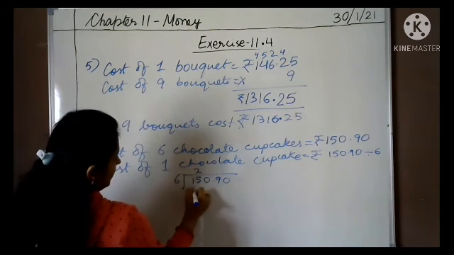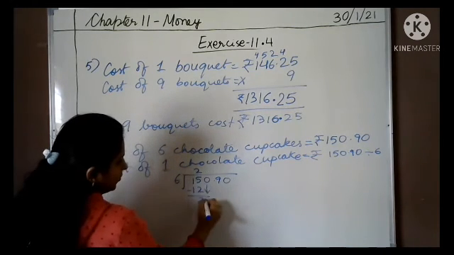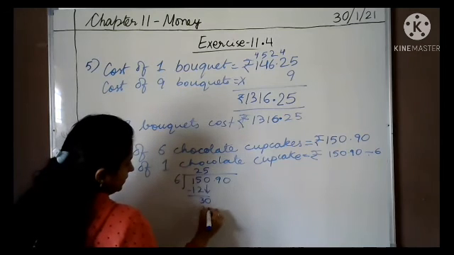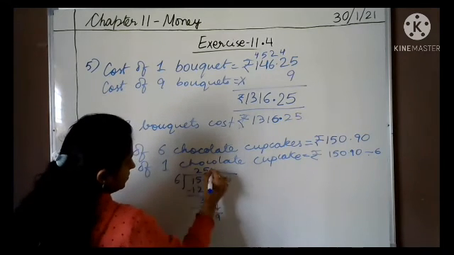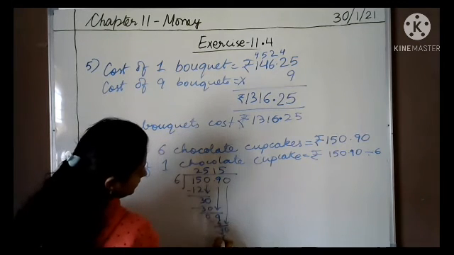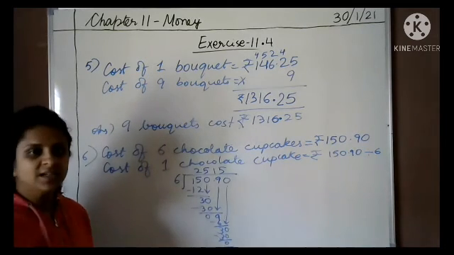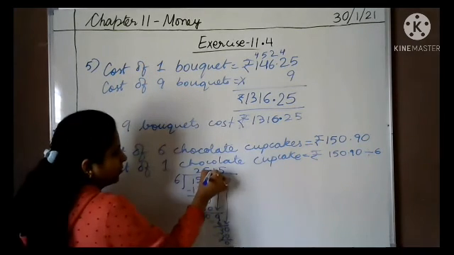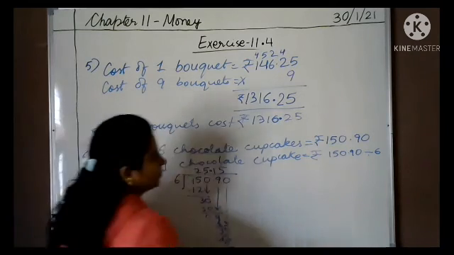So 6 2s are 12. क्योंकि 6 3s are 18 तो possible नहीं है. 0 will come down. 6 5s are 30. 6 1s are 6. 6 5s are 30. Okay, so we have divided it completely and decimal point will be put here. So the amount is rupees 25 and 15 paise.